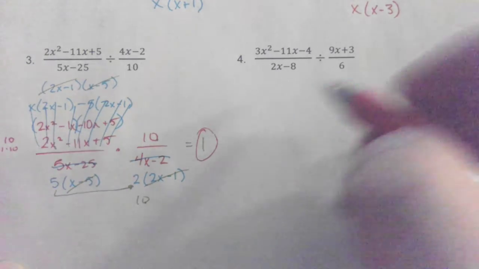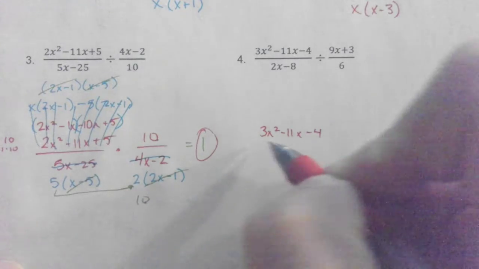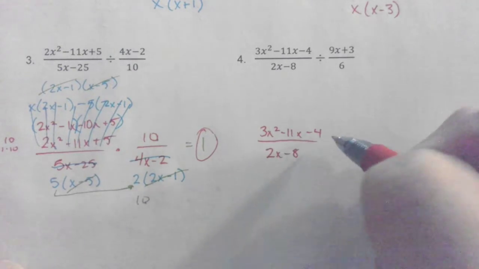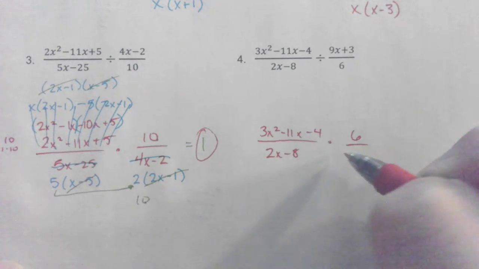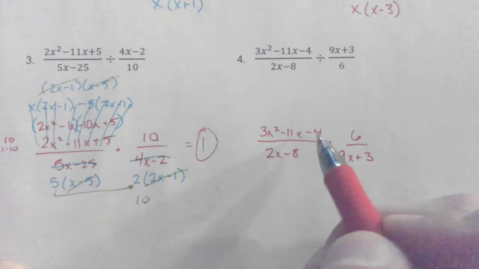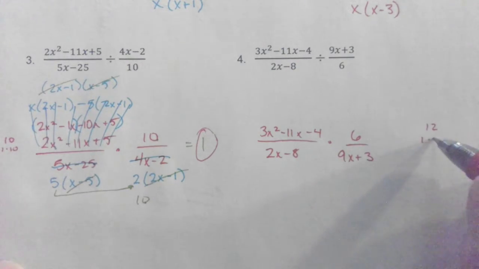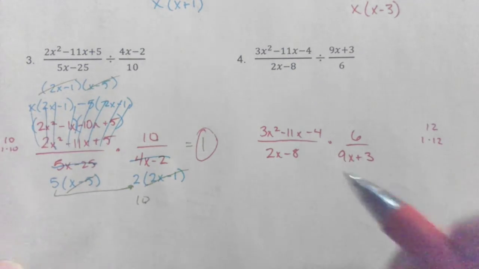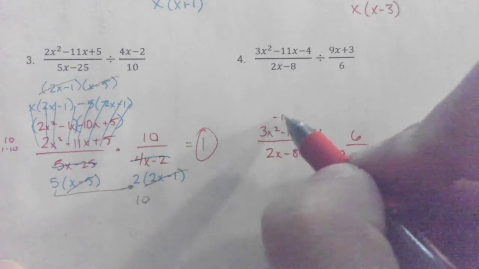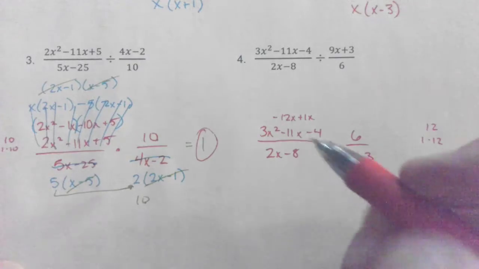First, let's rewrite. 3x squared minus 11x minus 4 over 2x minus 8 times 6 over 9x plus 3. All right, the magic number here is 12. I'm looking for the factors of 12 that subtract to 11. Again, it's going to be that 1 times 12. So it's got to be a negative 12x and a positive 1x. That's still negative 11x. Rewrite the other things.